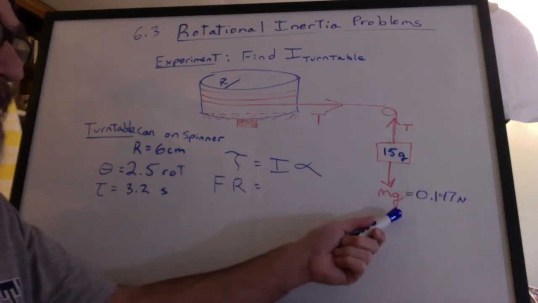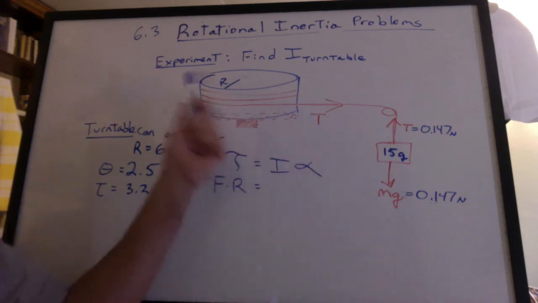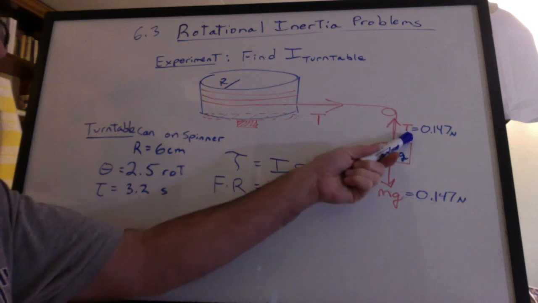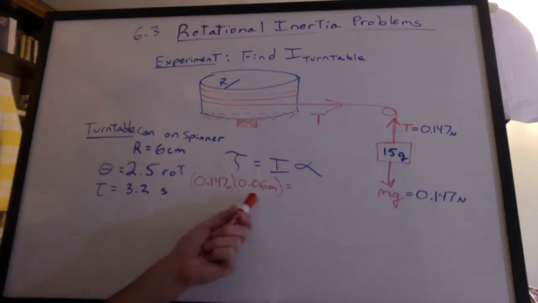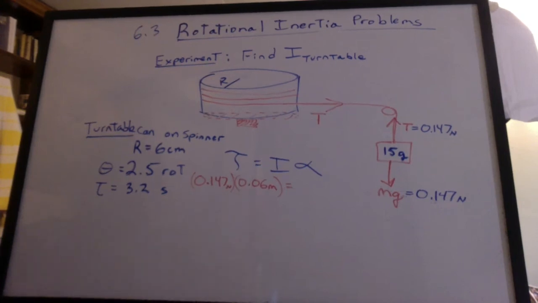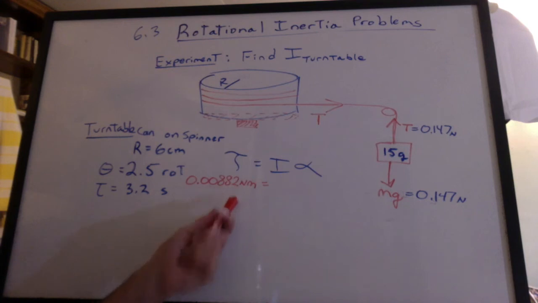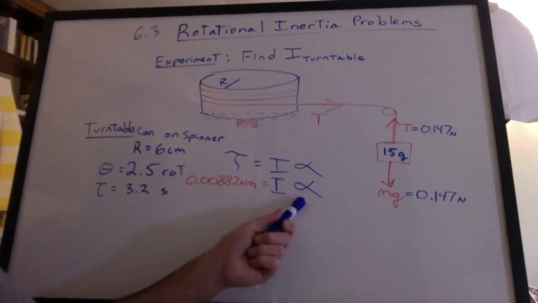It weighs 0.147 newtons. Because this mass is small, the can doesn't unwind quickly. This is not going to fall very fast. So we're going to make the approximation that the tension is equal to mg. Filling in the data, we can get the torque. We have 0.00882 newton meters of torque. We're looking for I, so we need to get alpha.